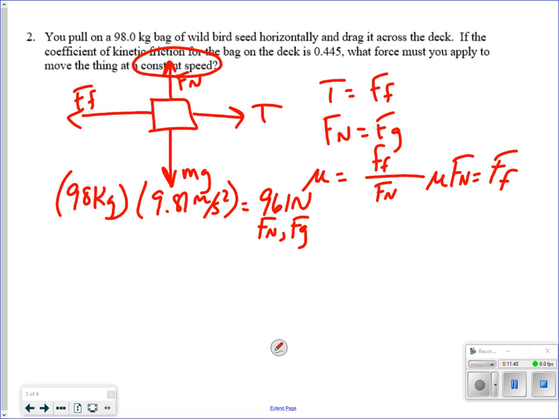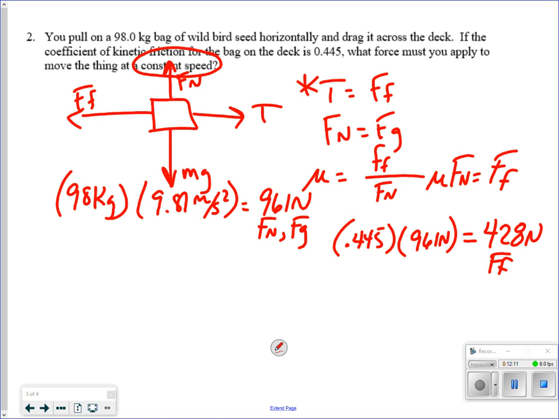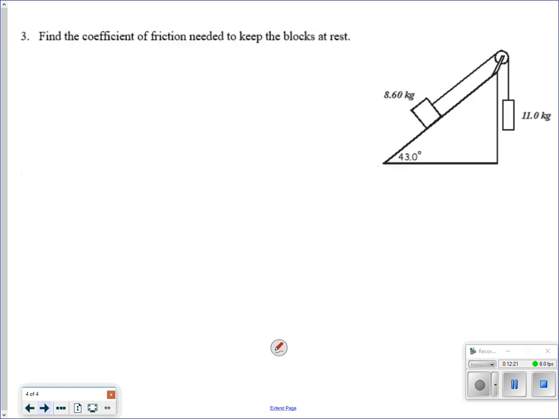Okay, so now that I've got that, I can work with the mu value that they give us in the question. So 0.445 is my coefficient of friction. I'm going to multiply that by 961 newtons and get a friction force of 428 newtons. All right, so that's my friction force. Now, considering that these have to be balanced, the force that you're going to apply is exactly the same thing. Ooh, that one didn't take us long at all. Hooray. All right, let's move on to the next.